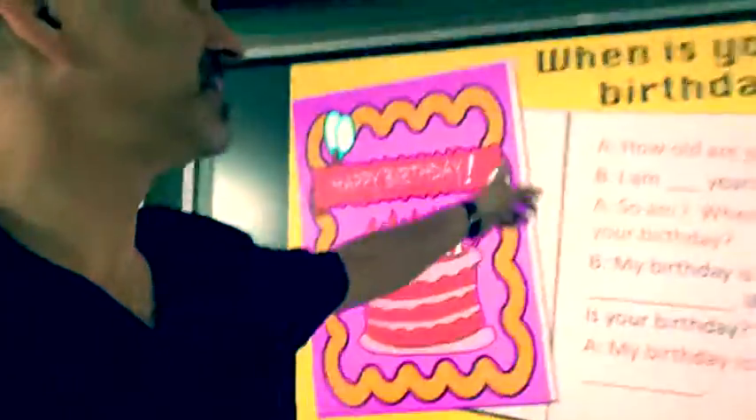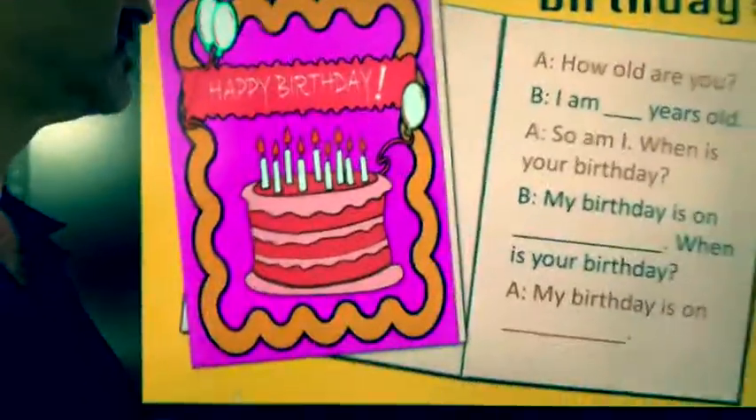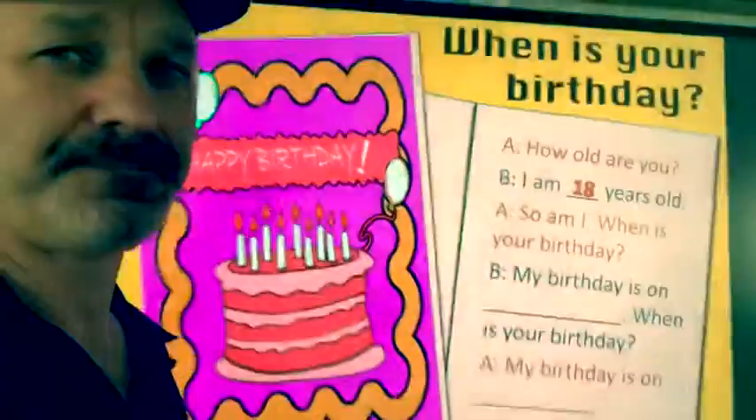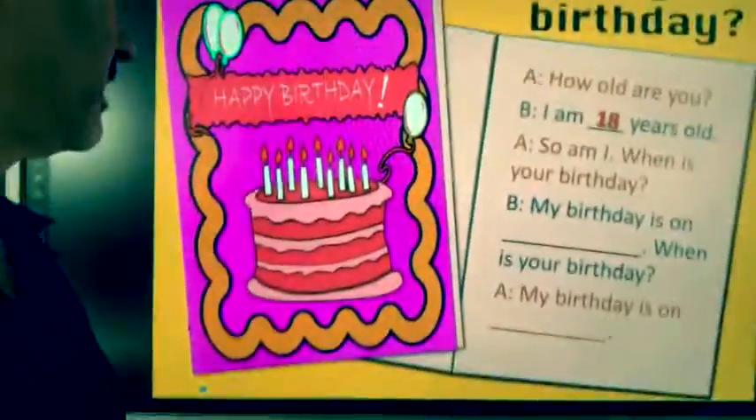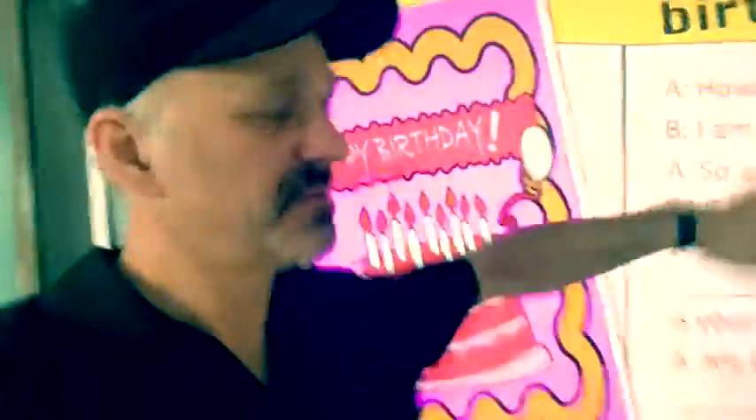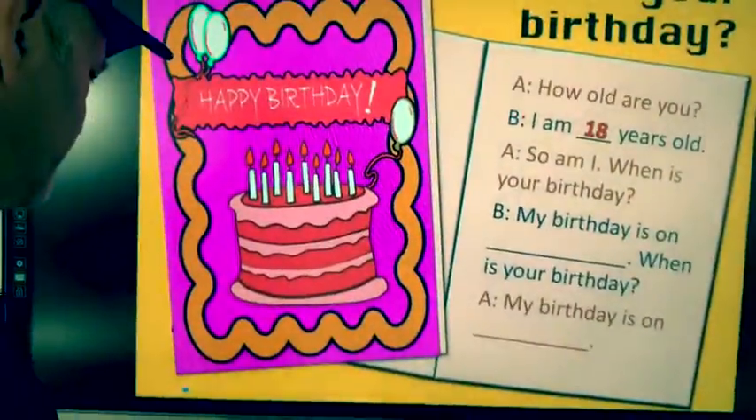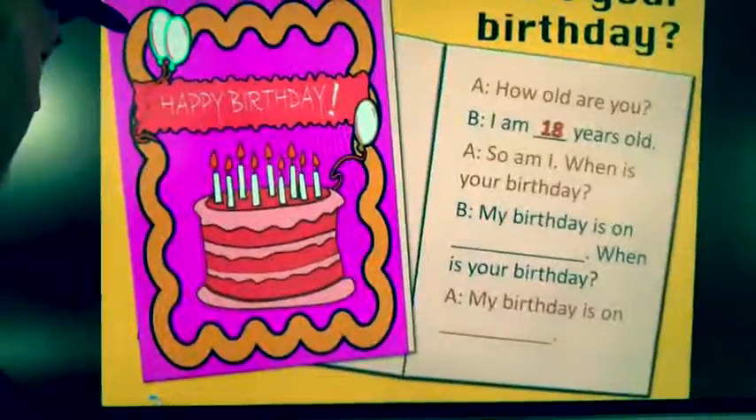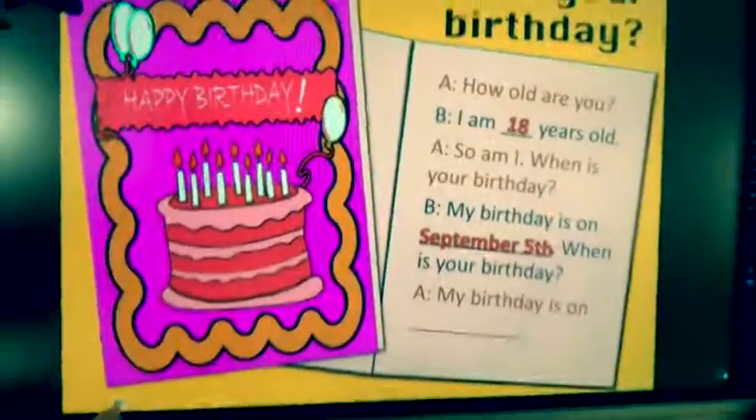All right, so then we go through and I just say, all right, what was this here? How old are you? I am 18 years old. How old are you? I'm 18 years old. So am I. When is your birthday? My birthday is on September 5th. And this is all something I made. I made this card and all this. I did this all in Photoshop myself. When is your birthday? My birthday is on March 19th. Answers there. Chance to play the game if they get it right. Try and just listen to it once.